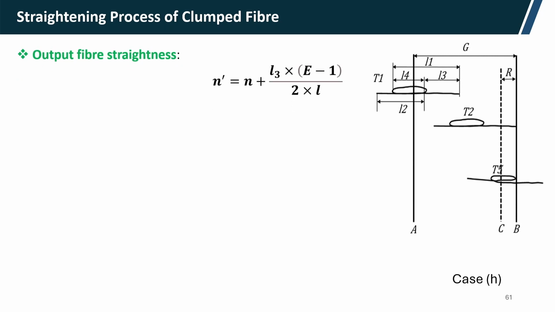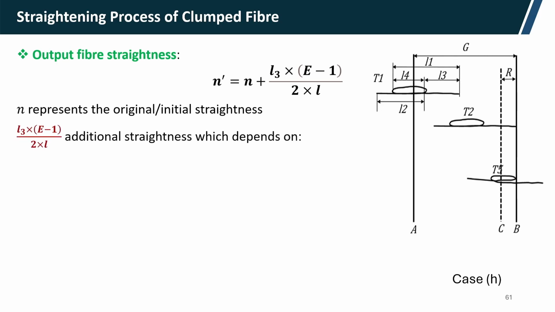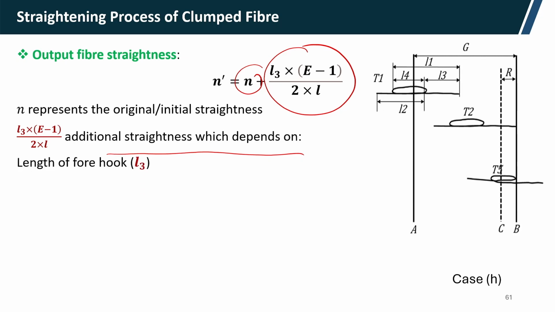So, output fibre straightness is given by this relationship here, where eta represents the original straightness and we are adding some component. This additional straightness depends on the draft E: if we increase the draft, the straightness will increase. Okay. It also depends on L3; if it is increasing, then straightness will increase, and on the total fibre length.